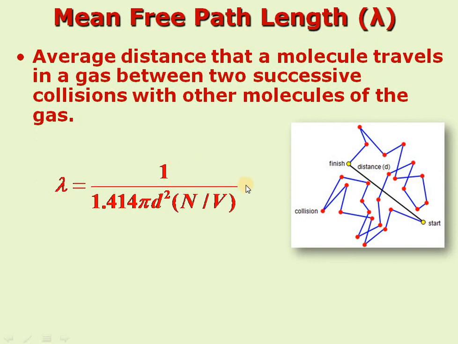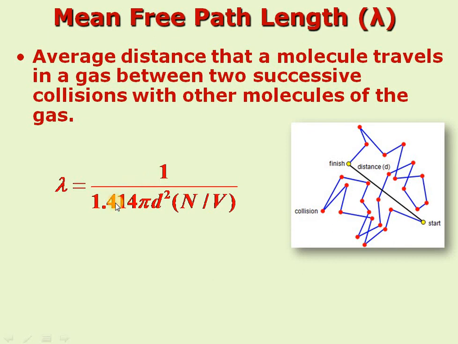And theoretically, it has been found that the mean free path can be given as 1 upon 1.44 pi d square N by V. Well, what is N, what is d, what is V? N is the total number of particles inside the container, and V is the volume of the container. So N by V will give you the number density, the number of molecules per unit volume. And d is the diameter of any molecule.